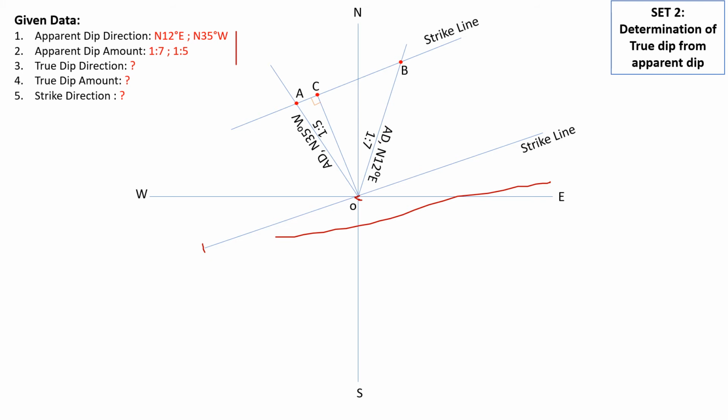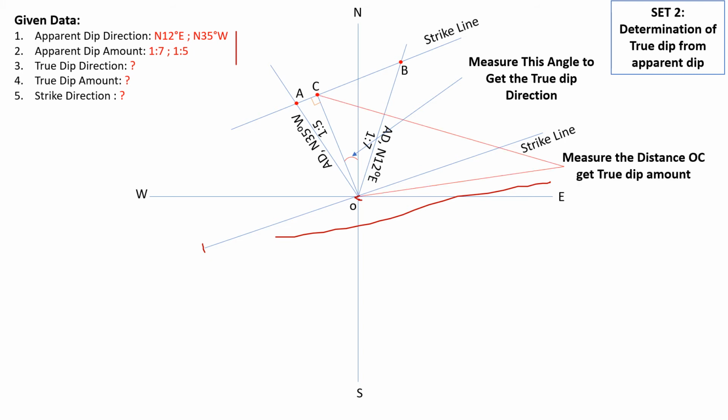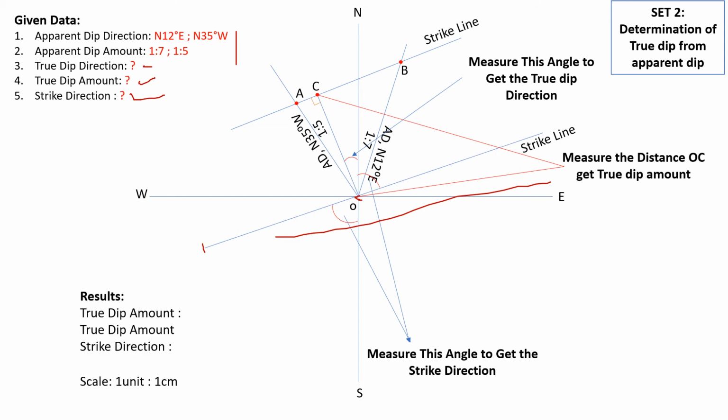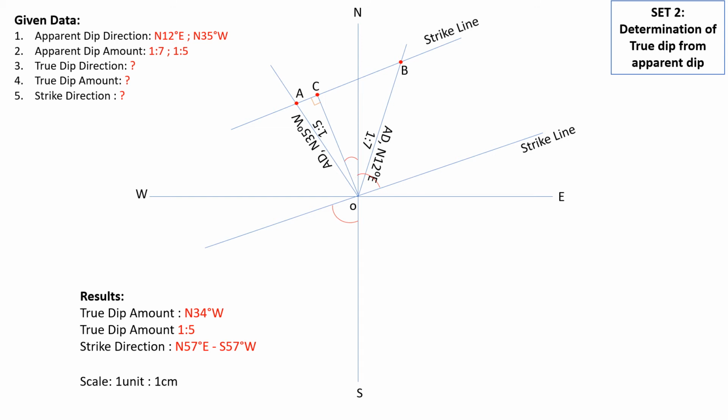Now, if I measure the distance OC, I'll get the true dip amount, and if I measure this angle from north to west, I'll get the true dip direction as well. And if I measure these two angles, I'll get the strike direction as well. So we found the true dip amount, we calculated the true dip direction, and we identified the strike direction as well. Once you complete, this problem will look like this in your journal.